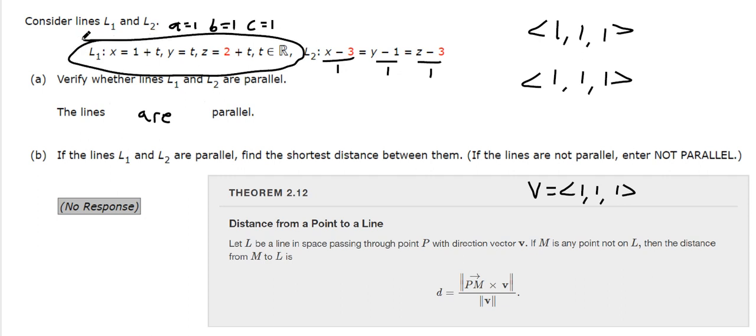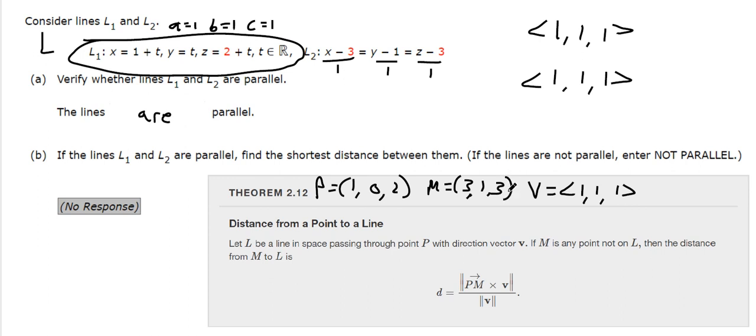This will be our line L, and we need to identify a point P that it passes through. The easiest point to identify is 1, 0, 2. This is the parameterized version of a line, and using that form, we know that point P, a point that it passes through, is 1, 0, 2. And then M needs to be a point not on line L. We could check just to make sure, but a quick one would be 3, 1, 3 coming from our second line.